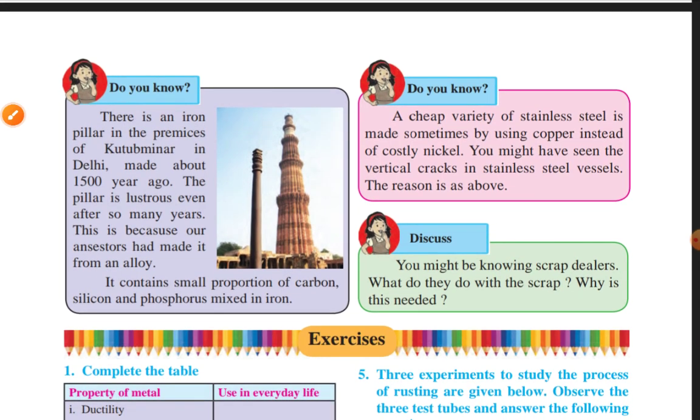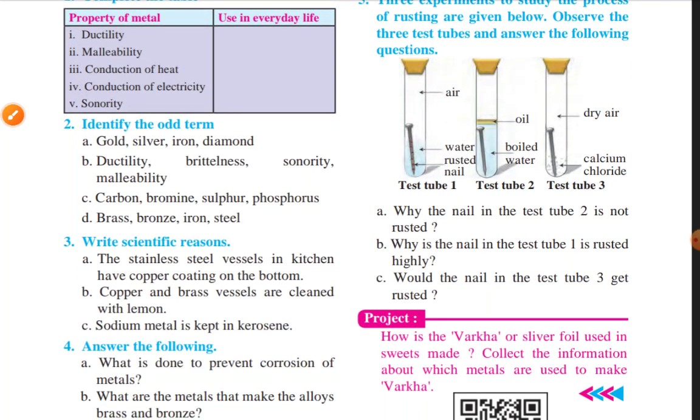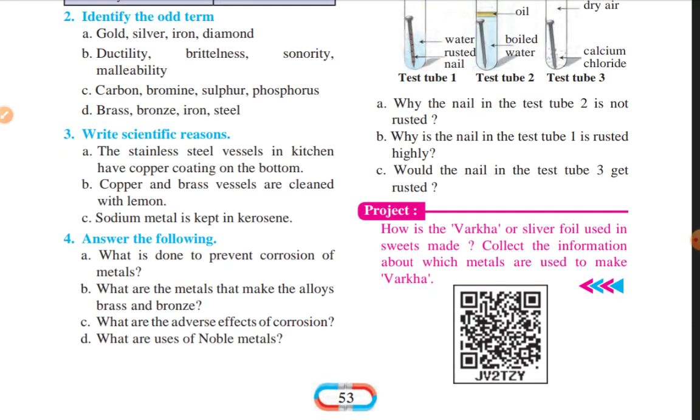Now, there is an iron pillar, the Ashokan pillar in the premises of Qutub Minar, and it is lustrous even now because it is made of an alloy. It consists of carbon, silicon, phosphorus mixed with iron. Sometimes we see a cheap variety of stainless steel sold in the market. It consists of copper instead of nickel, and that is why we see vertical cracks on our stainless steel vessels.